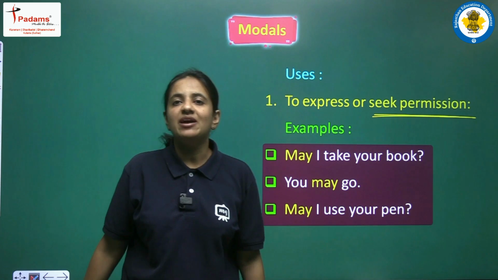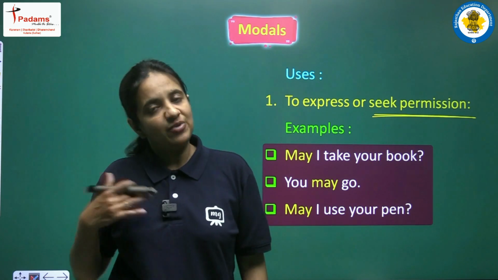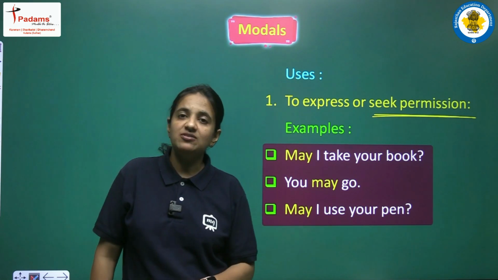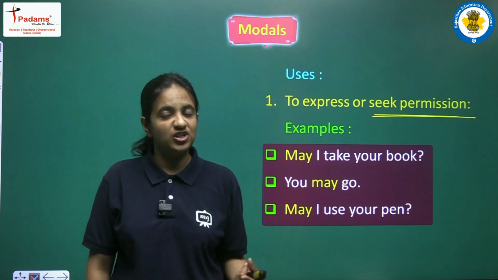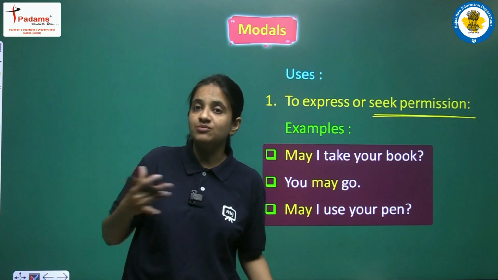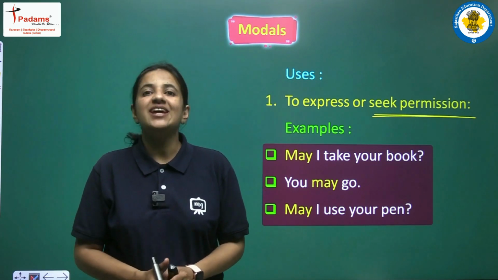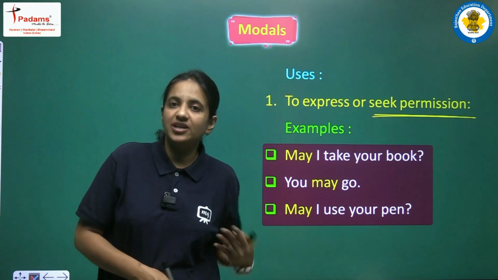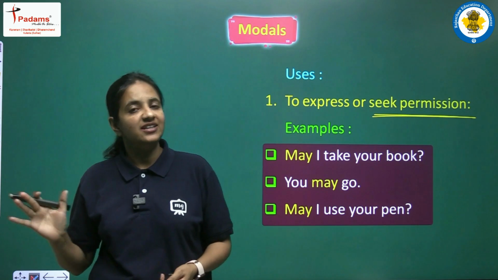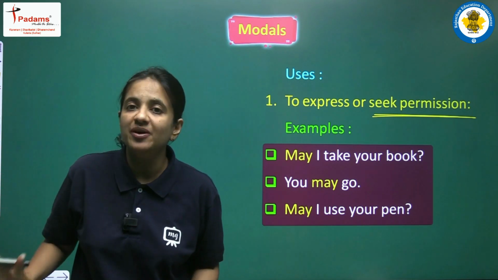So students, now I am sure that you can recall that when we were discussing our very first modal, that is can, then also we have seen that can is used for the permission. Then what is the difference between can and may in terms of permission? The difference is that may is used to give, or we can say to have, formal permission, while can is used for the informal permission.